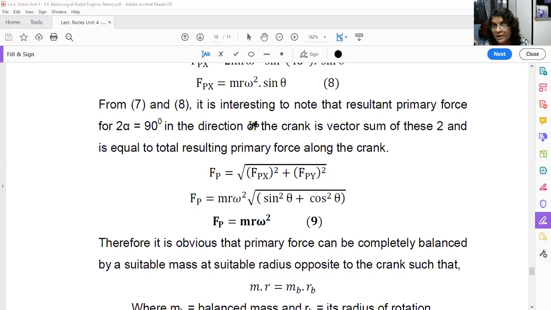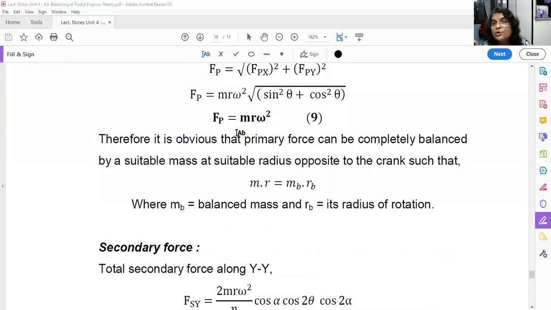Now you have studied in rotating unbalance how to balance this force in a single plane. So just provide the mass, that is mb, at a suitable radius, that is rb, to balance this force m into r. Therefore, it is obvious that the primary force can be completely balanced by a suitable mass mb at a suitable radius rb, which is opposite to the crank, such that mr is equal to mb rb.